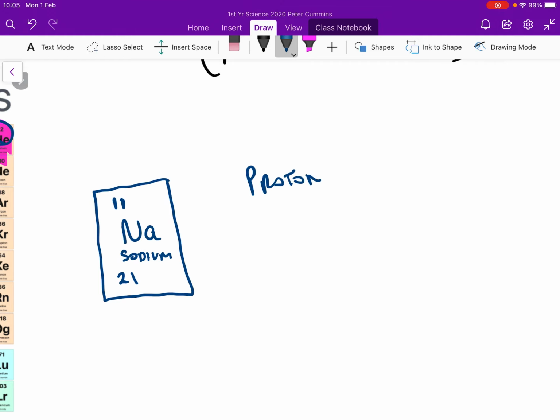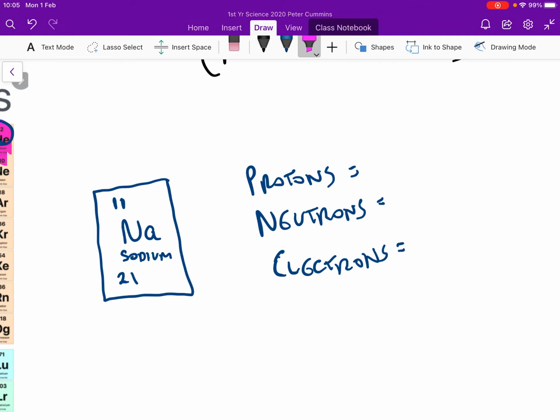And I'm wondering, okay, well, how many protons, how many neutrons, and how many electrons has sodium got? That's what I'm interested in. If we know that, then that'll lead us in nicely into our second lesson of the week, of actually drawing these things, of what they actually look like as atoms.